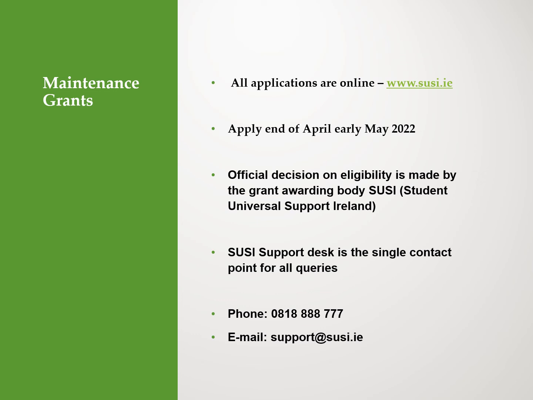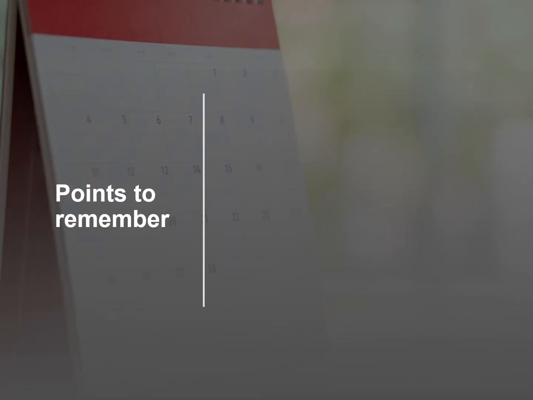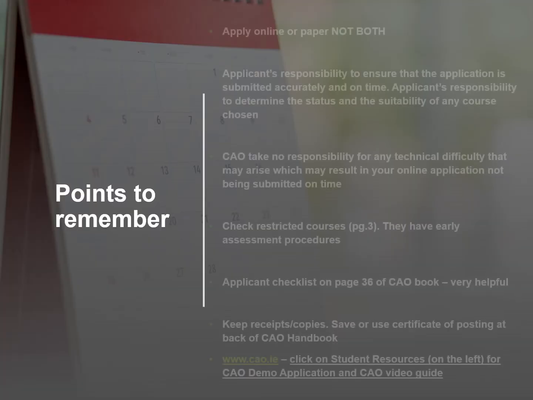An official decision on eligibility is made by the grant awarding body SUSI, which stands for Student Universal Support Ireland. The SUSI support desk is the single contact point for all inquiries, and their contact number is there on the screen, 0818 888 777, or you can email at support@susi.ie.